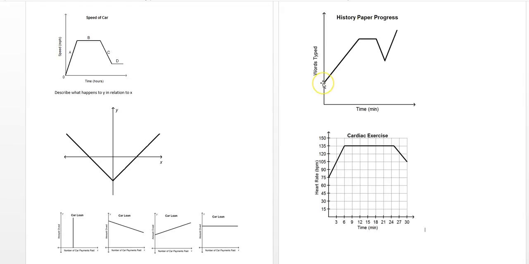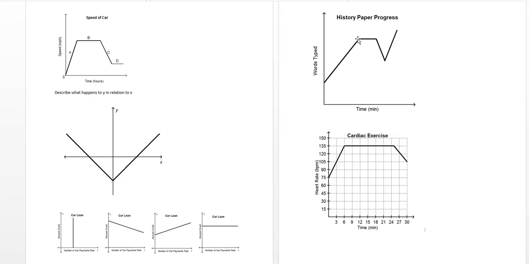So we must have a situation here where the person had worked on the paper for a little while and had this many words written, and they picked it up and started again and started writing a bunch of words over time. So as time is increasing, the number of words is increasing, they're working on the paper.